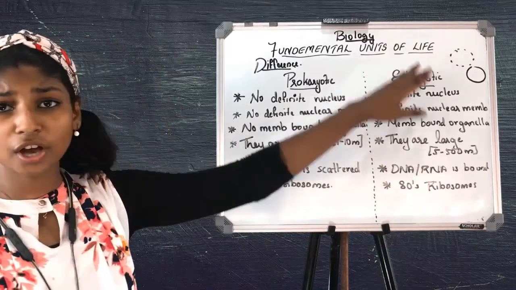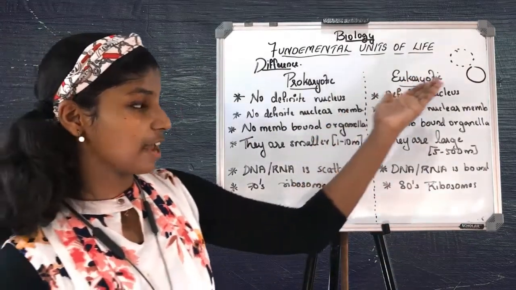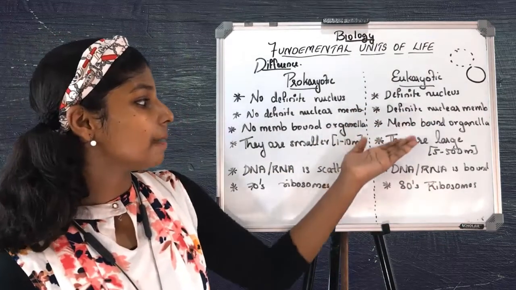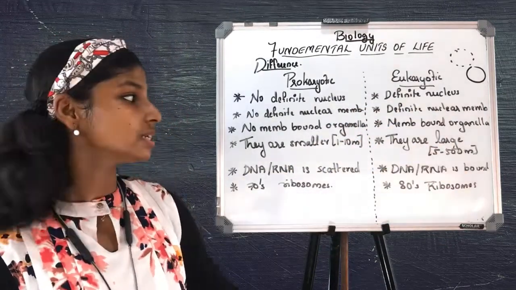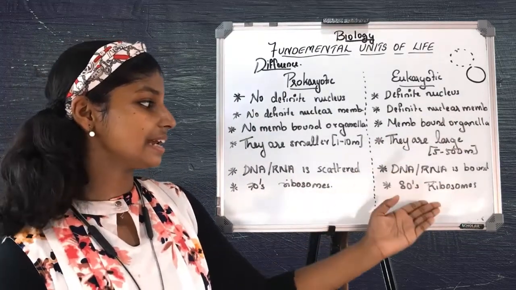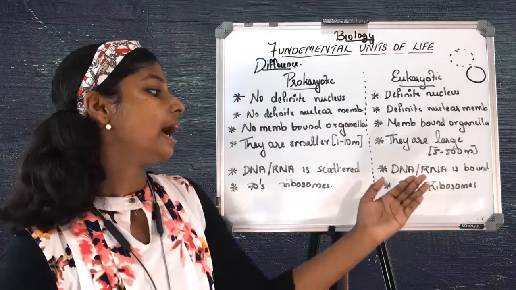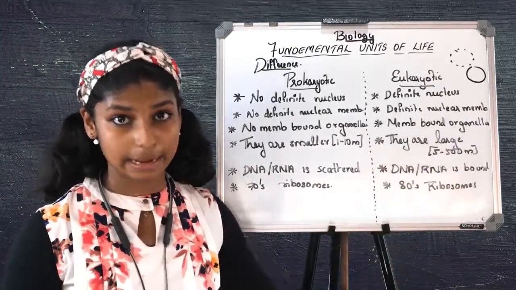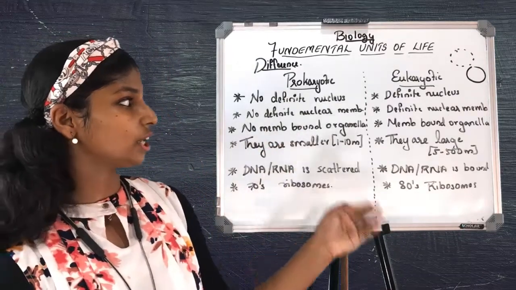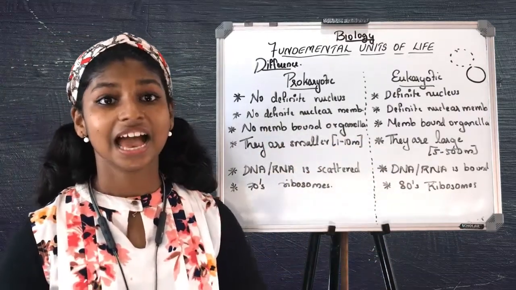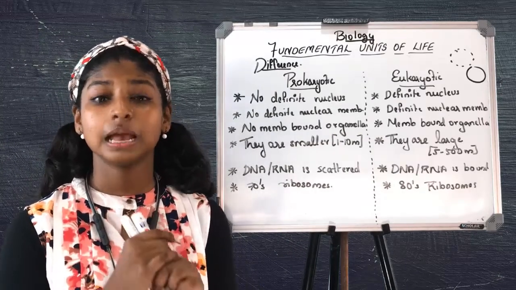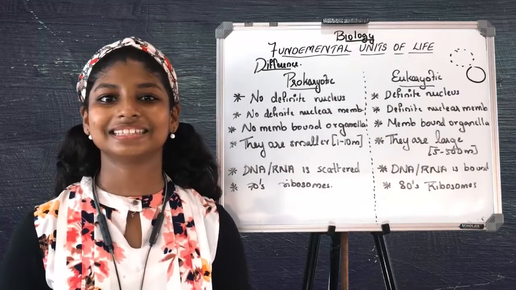Moving on to eukaryotic cells, they have a definite nucleus, a definite nuclear membrane, and membrane bound organelles are present. They are large, 5 to 500 microns, DNA and RNA are bounded, and there are 80S ribosomes. That's about the difference between prokaryotic and eukaryotic cells. And next we will be learning the basic difference between plant cells and animal cells.